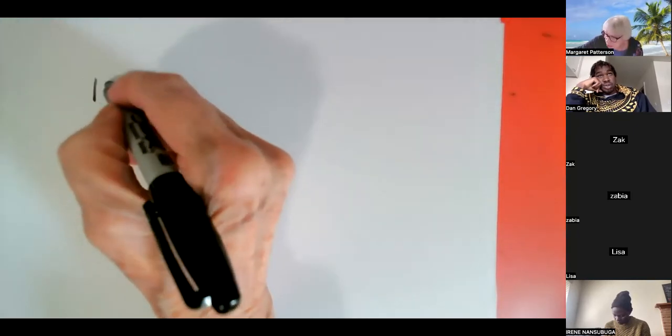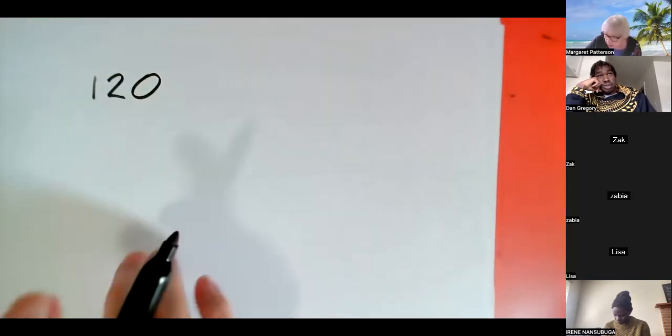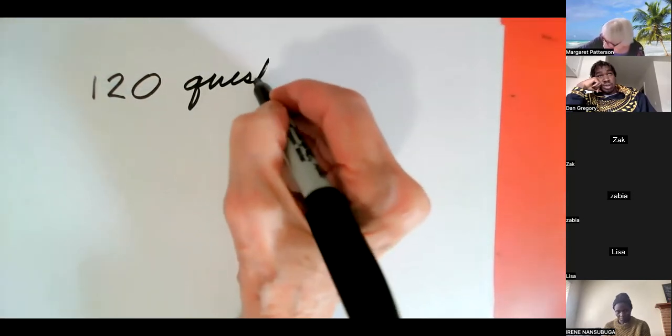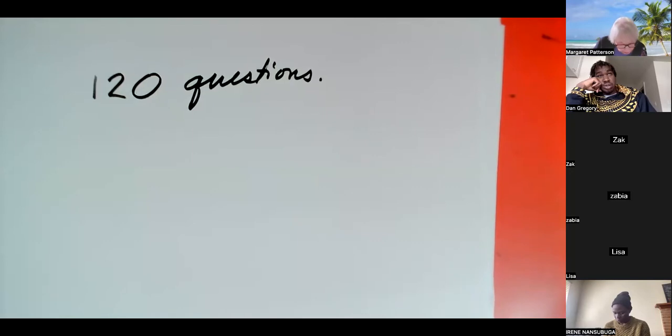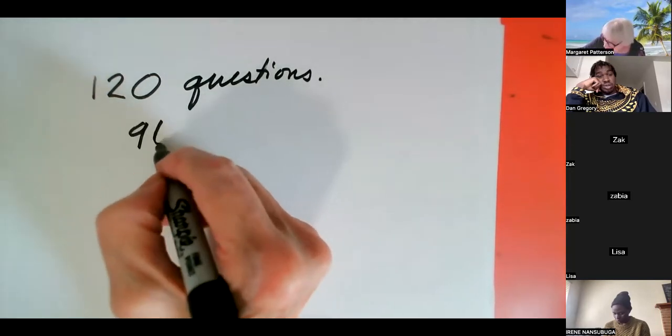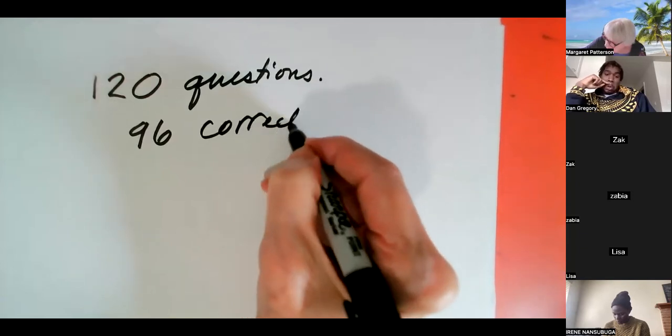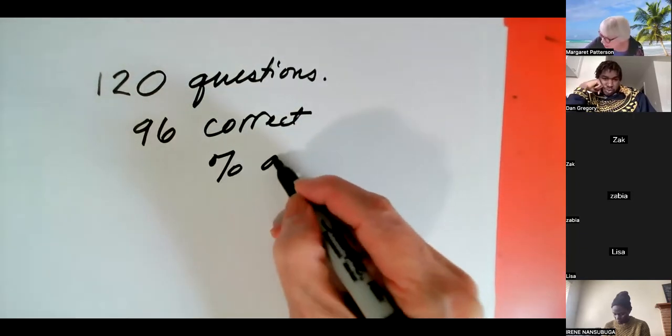So where does this go? First of all, we get to the point where we know how to go from fractions to decimals to percents, back and forth. That's the first section. The second section is to do simple percent problems. But the third section is about applying it. So here's the first question. There was a test with 120 questions. And the person had 96 correct. What's the percent grade?